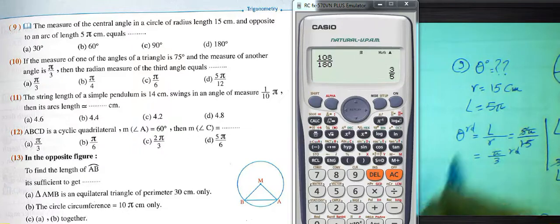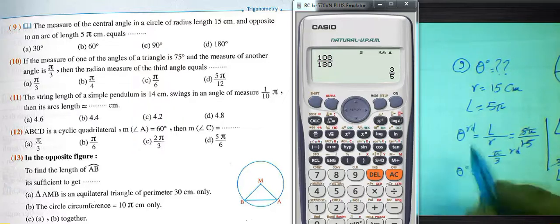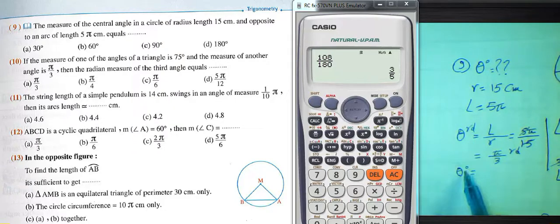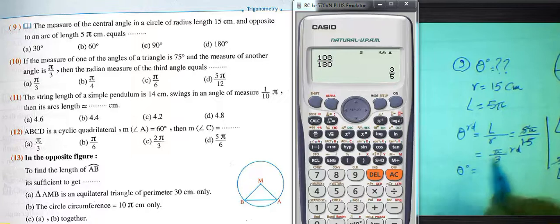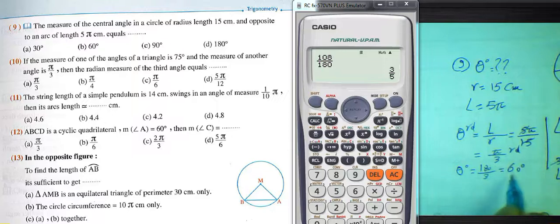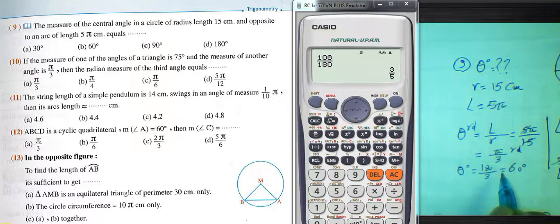We can convert from theta radian to theta degree by canceling pi and writing 180. 180 over 3, the result will be 60. The result will be 60.